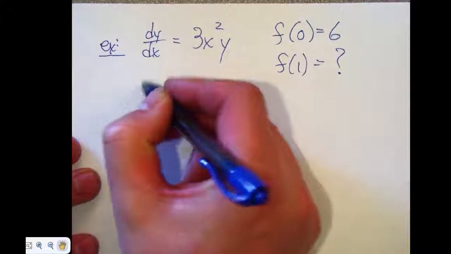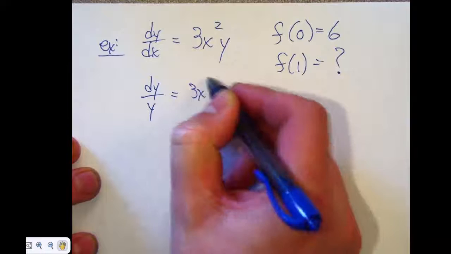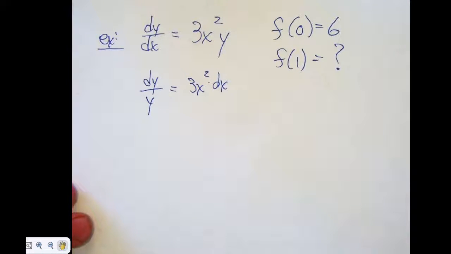Let me know if that makes sense or not. But I'm saying I have dy over y equals 3x squared times dx. You see how I got to that? Yeah. If you multiply both sides by dx, it cancels there and shows up over here. Then if you divide both sides by y, it cancels here, and it'll show up over there. Alright?